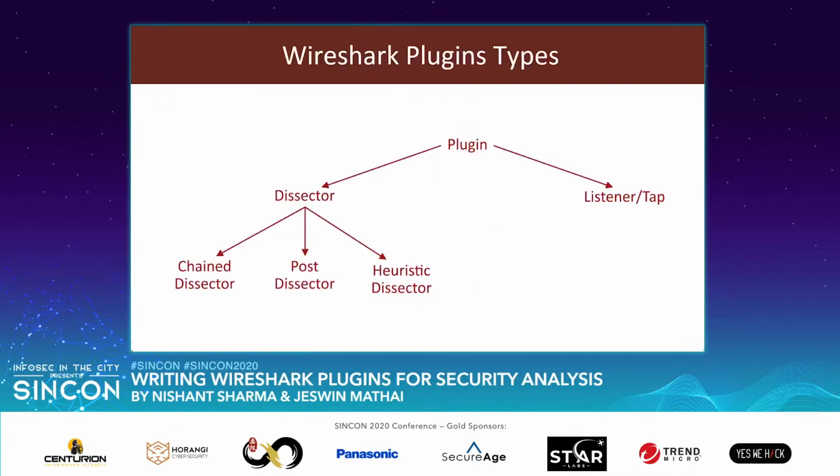So if we talk about the plugin types, you can broadly categorize these into two categories. First is the dissector, and the other one is the listener or tap. In dissector, you will again have different subcategories: the chain dissector, the post dissector, and the heuristic dissectors.